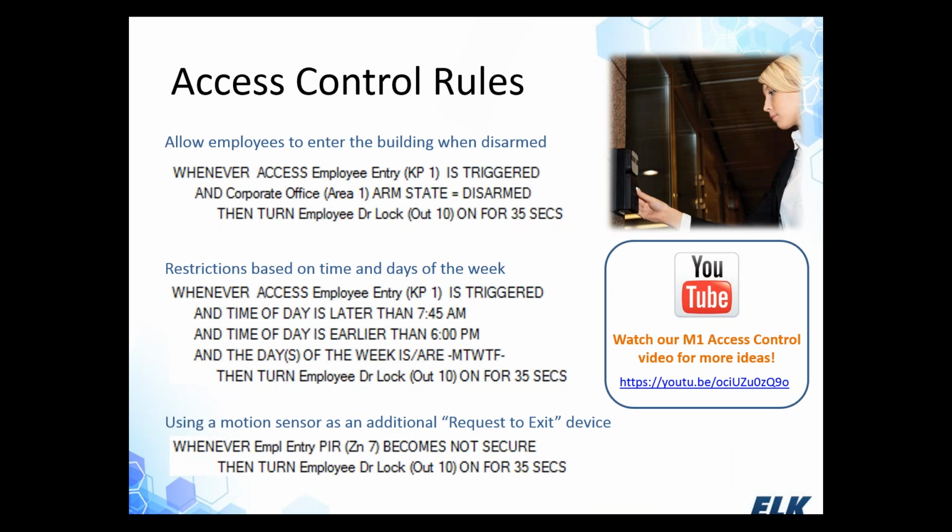As far as our access control rules, let's take a look at allowing an employee to enter the building when disarmed. So whenever access, that's a card, fob, or 4-digit code, is entered on keypad number 1, is triggered. So whenever they swipe their card, their fob, or enter their code, and the corporate office area 1 is disarmed, then turn on the door lock, output 10 for 35 seconds. If the system were within an armed state, it would not work.